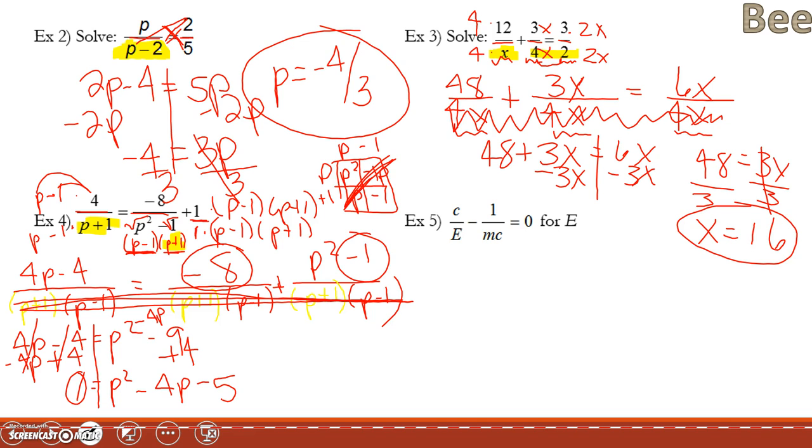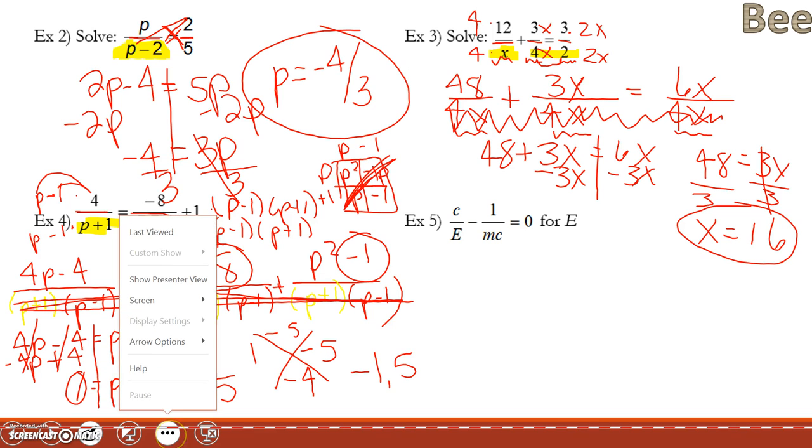So now I can just factor, graph, or formula, and so I'm going to just factor it, negative 5 and negative 4. That would give me 1 and negative 5, or excuse me, yeah, 1 and negative 5. And so then my two solutions would be negative 1 and positive 5.